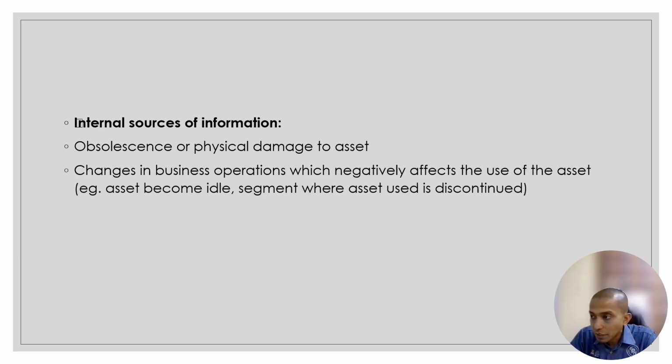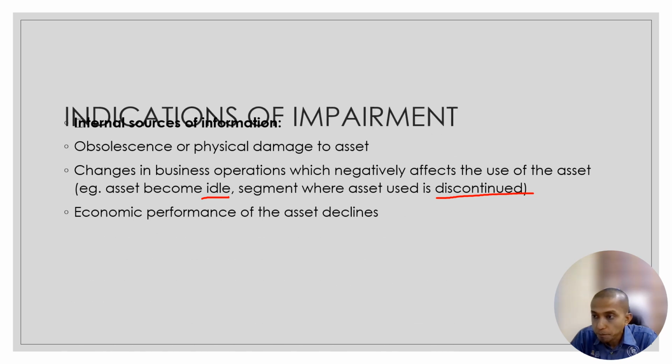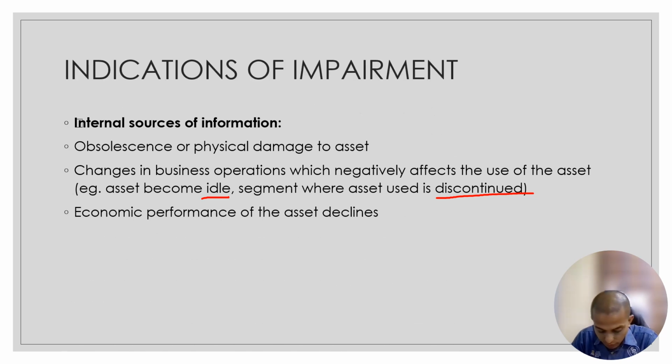Changes in the business operation which negatively affect the use of the asset. For example, the asset becomes idle, or a segment where the asset's use is discontinued. So the economic performance of the asset declines. Okay, so this is the indication from the internal source.